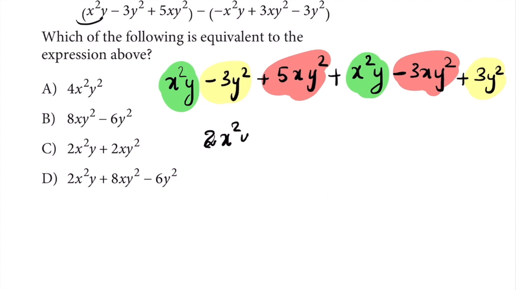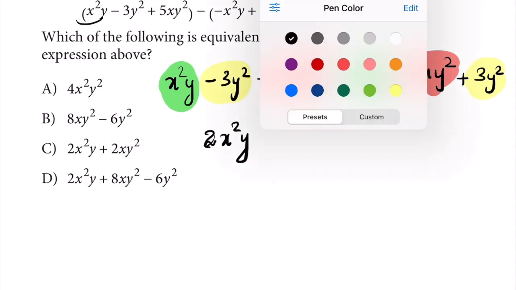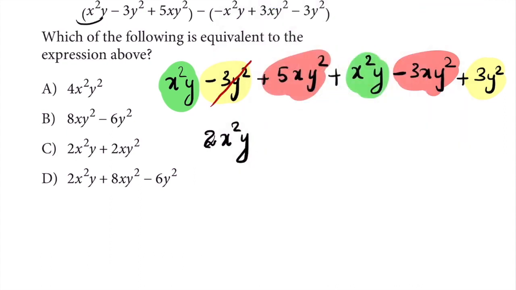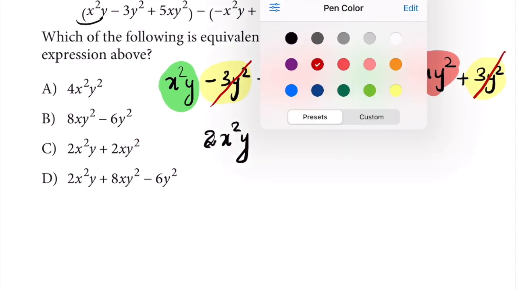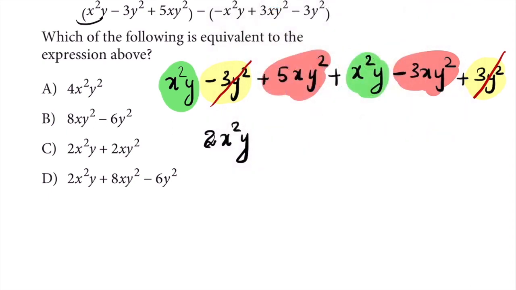Now see this one: minus 3y square and plus 3y square get cancelled. What is remaining is 5xy square minus 3xy square. That is 5 minus 3, that is 2, so you have plus 2xy square. So your answer is 2x square y plus 2xy square. That is option C. Option C is the right answer.